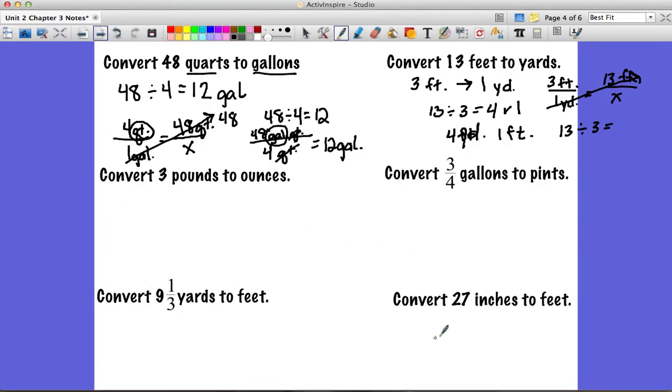Alright, for your homework tonight, I want you to try these 4 problems, and when you come in tomorrow, we'll go over your answers.